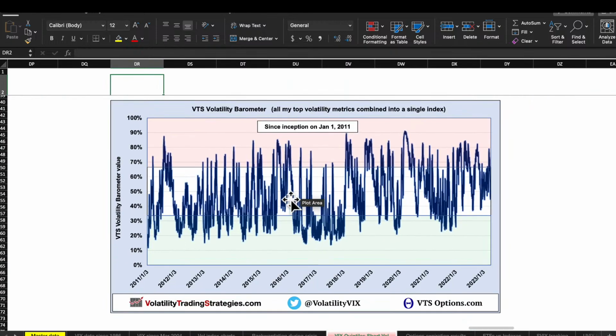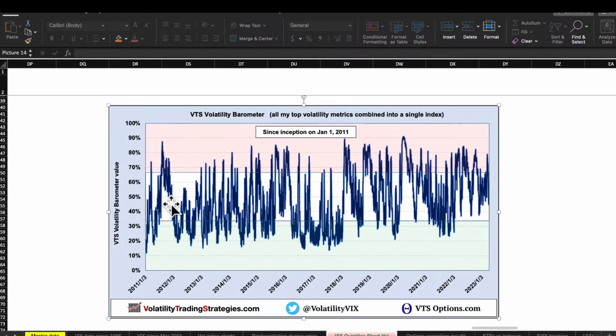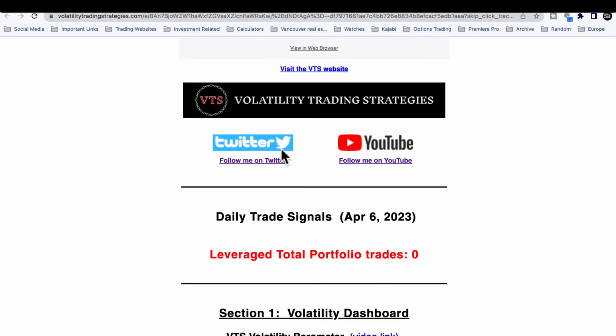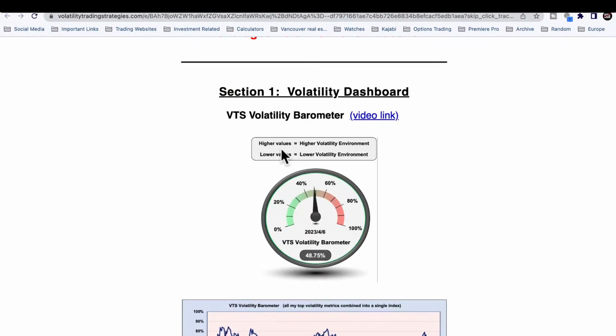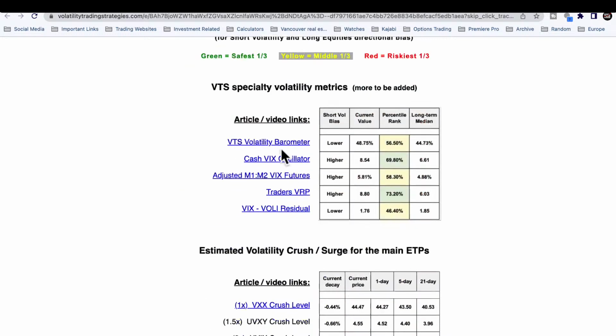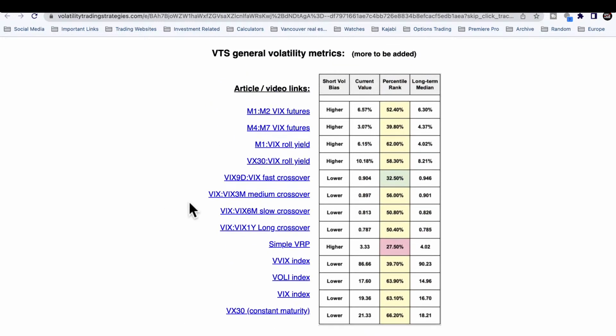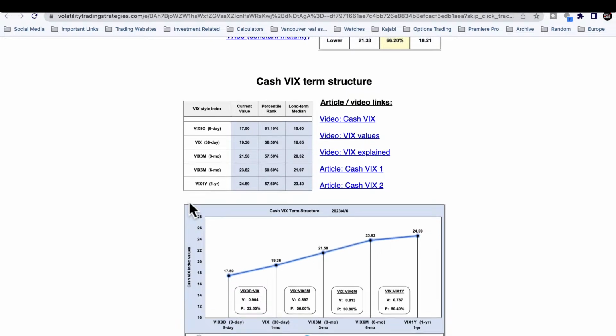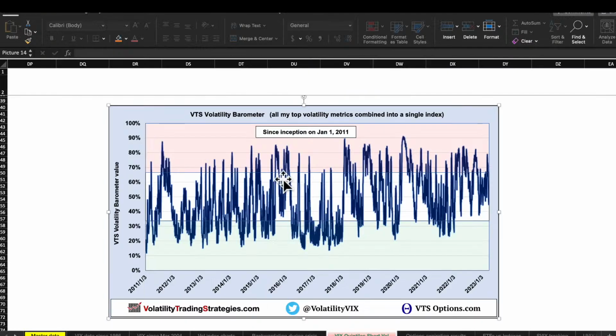I can also illustrate that with my volatility barometer. Remember, this is my own index that I created. This is all my volatility metrics combined to make an index. So the volatility barometer, essentially one of the centerpieces of my work. We do use other metrics as well. Cash VIX oscillator, traders VRP is a good one. A lot of metrics here, but I basically combine all of these things into an index, and we can see the volatility barometer. Kind of hard to see on a long-term chart, but there does seem to be a little bit of an elevation over here.